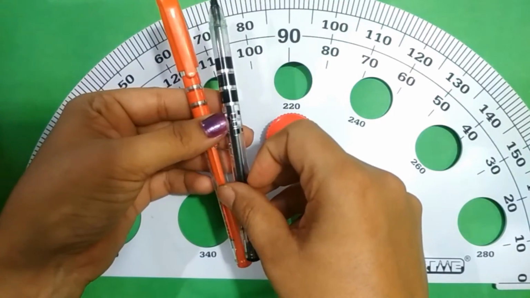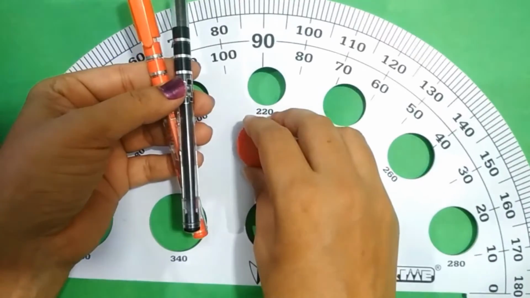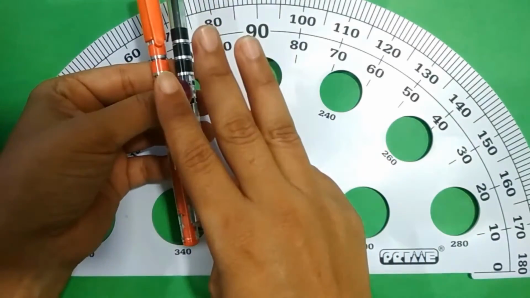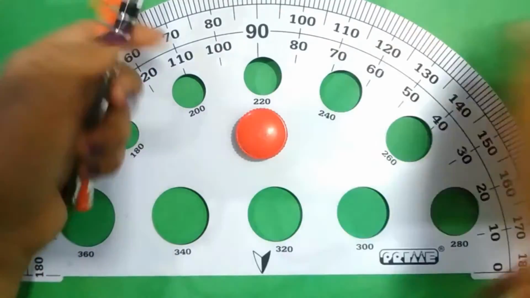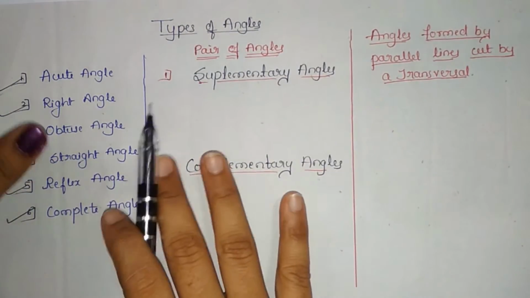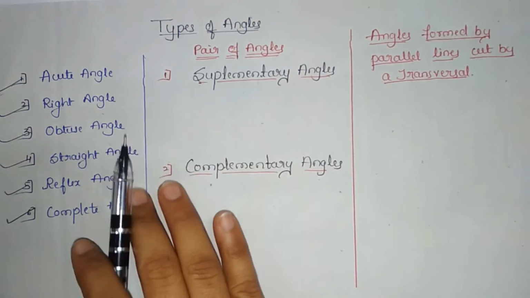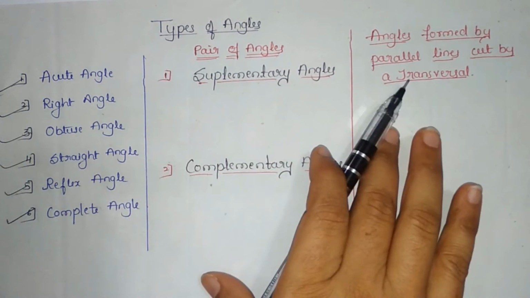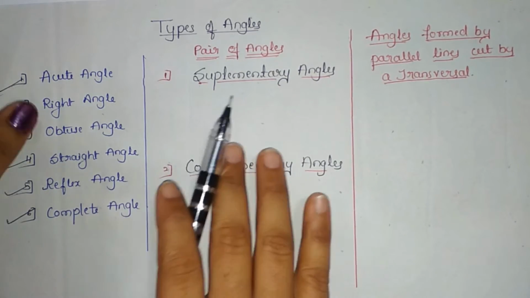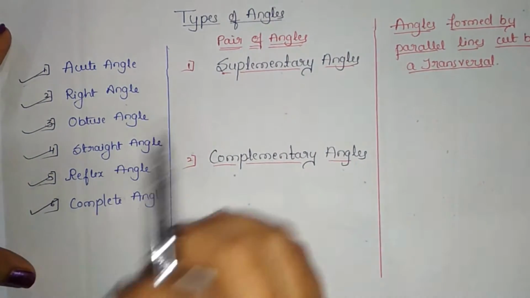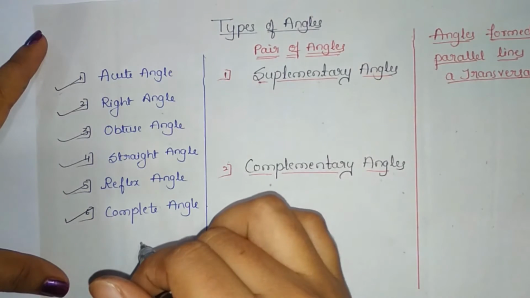Okay, type of angles. In the previous video I introduced you to three categories. What are all those three categories? We'll see now. Here are the types of angles. I have divided the types of angles into three categories, as I introduced in my previous video, and today in this video we are going to cover the first category.